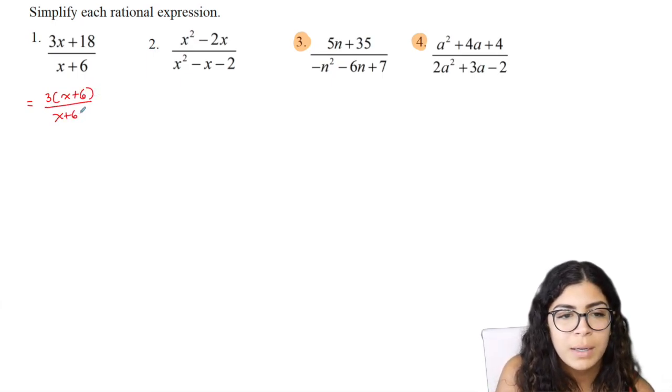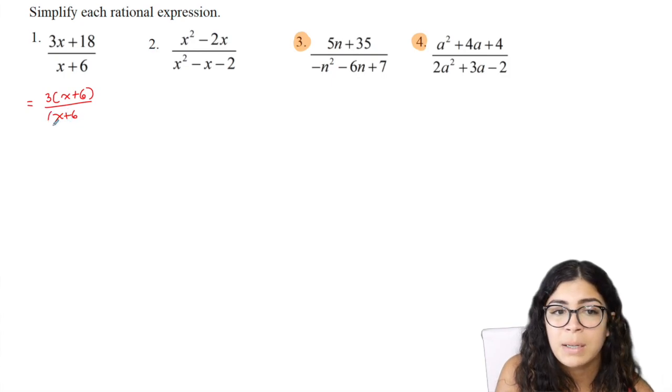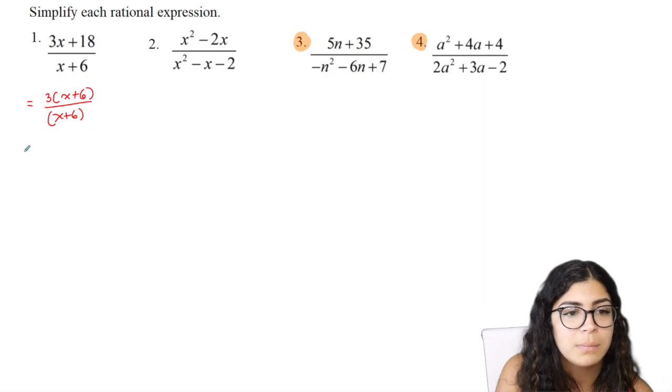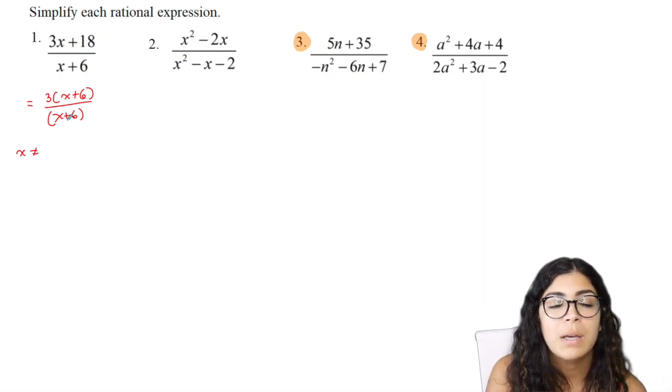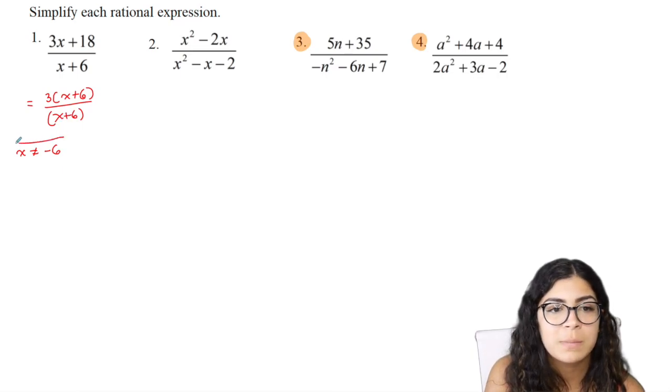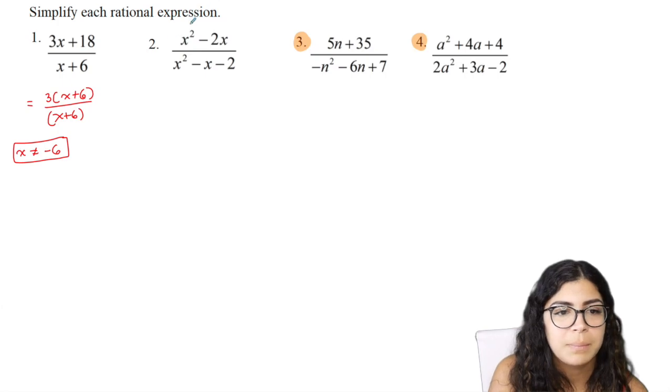So let's go ahead and write our excluded values. X cannot be negative 6 because if x is negative 6, then this denominator would be 0, which is not good. Now we can go ahead and cancel out the common factor on the numerator. X plus 6 divided by x plus 6 would cancel, and so we just get 3.